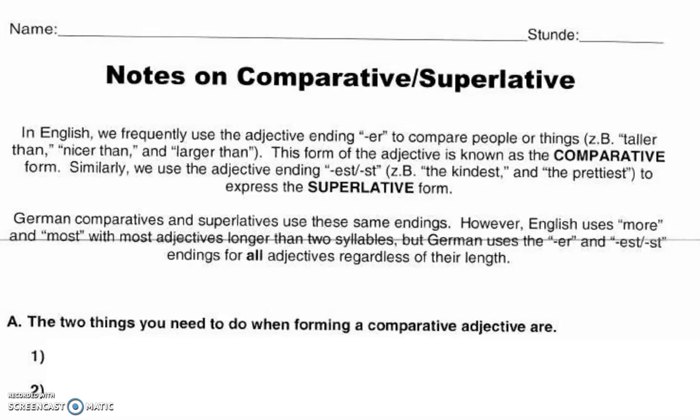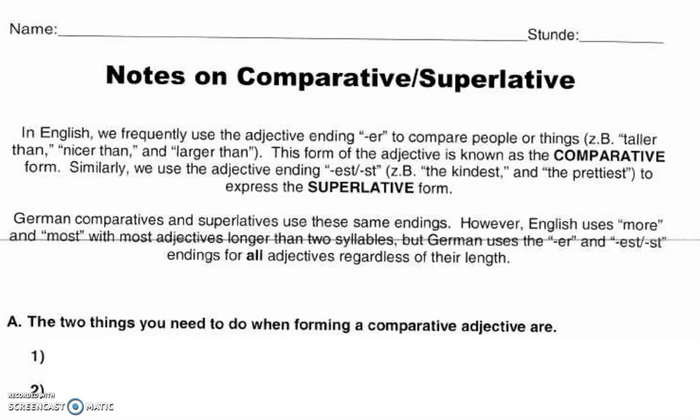Today we're going to be learning about the comparative and superlative in German. In English, we frequently use the adjective ending -er to compare people or things, like when we say taller than, nicer than, or larger than. This form of the adjective is known as the comparative form.